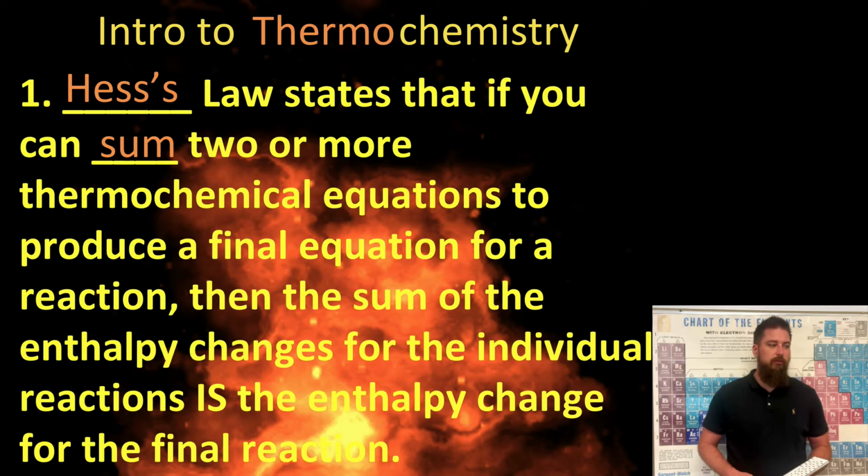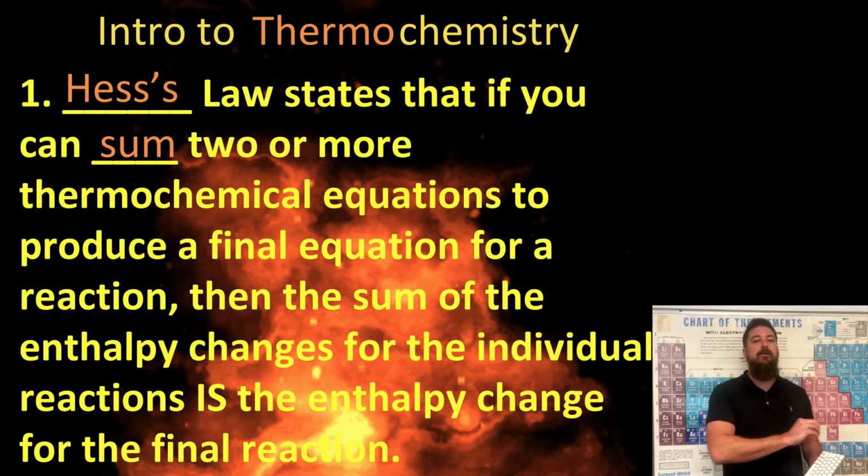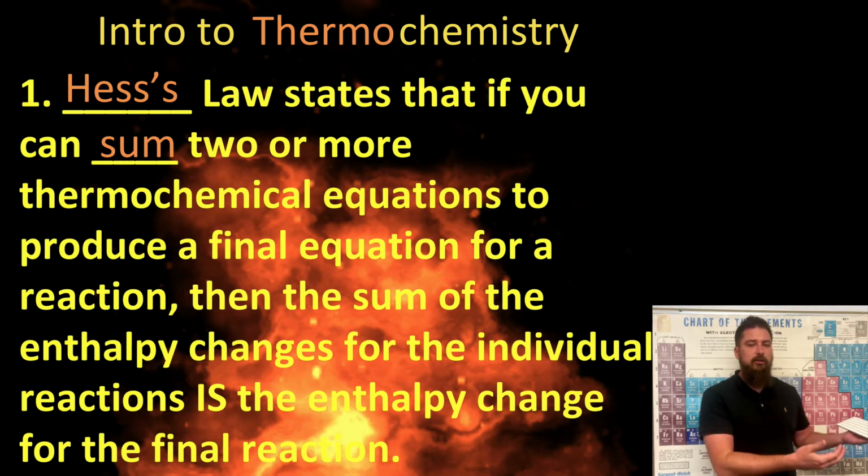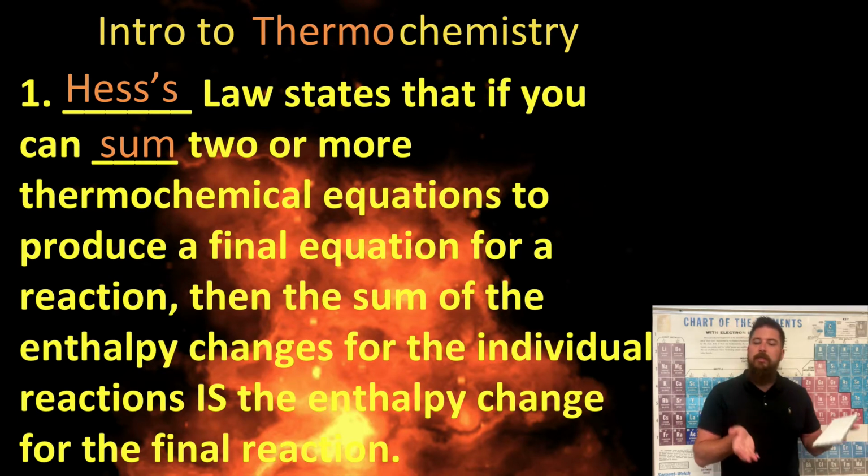And this is essentially what Hess's law says. It says that if you can add two or more different chemical reactions together to make the chemical reaction that you are trying to find the delta H for, then the sum of those other chemical reactions' delta H will equal the delta H of the reaction you're trying to find. And so essentially what we do is we take other chemical reactions that we do know the delta H's of, we manipulate them in such a way that when we add them together, it makes the chemical equation that we're trying to find the delta H for. And then we just need to add their delta H's together.